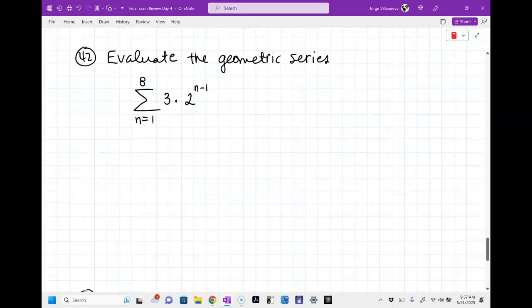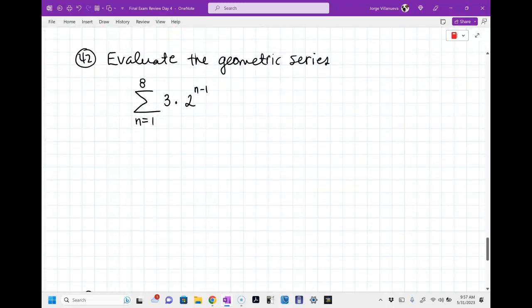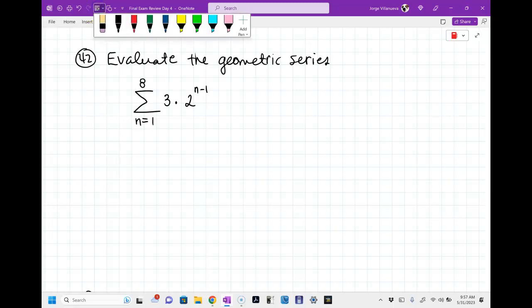All right. 42. This is the last one that's finite. Then after that we got 2 infinites, and then we're done. Okay? So I know this is a finite geometric sum because the top number is an 8. It's not an infinity. If it was infinity, that would be an infinite sum, but the top number is an 8. Okay? So I need this formula.